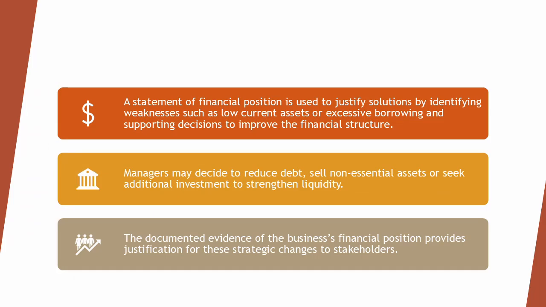A statement of financial position is used to justify solutions by identifying weaknesses such as low current assets or excessive borrowing and supporting decisions to improve the financial structure. Managers may decide to reduce debt, sell non-essential assets, or seek additional investment to strengthen liquidity. The documented evidence of the business's financial position provides justification for these strategic changes to stakeholders.